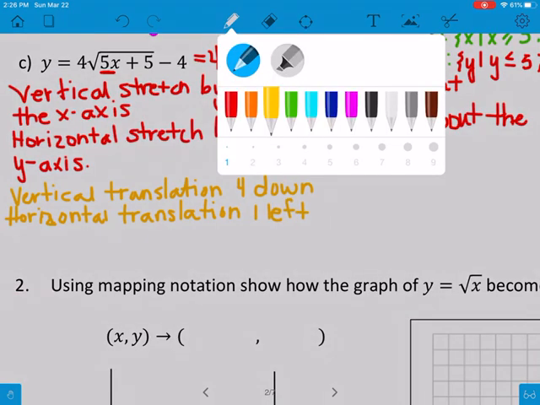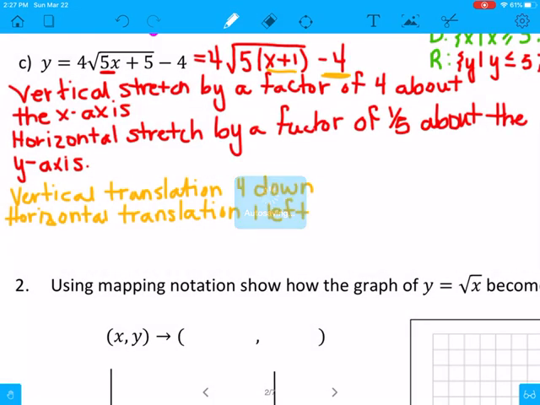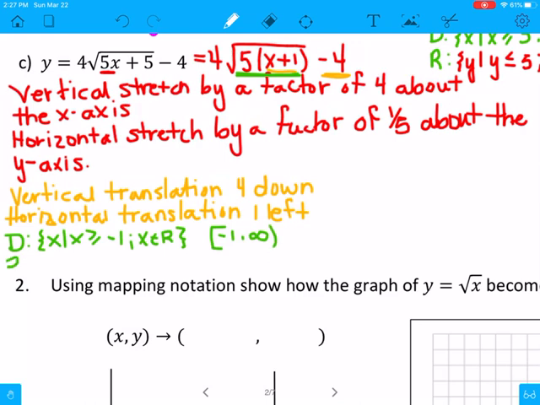So my domain is affected by my x. Okay. Is there a negative in front of that 5? No. So there's not a reflection. So if there's no reflection, my domain is going to be greater than or equal to, because it didn't flip. Normally it's at 0, but it's been moved 1 to the left. So it's going to be greater than or equal to -1. X is an element of the reals. If it's greater than or equal to -1 in interval notation, I'm going to start at -1 and go to infinity.